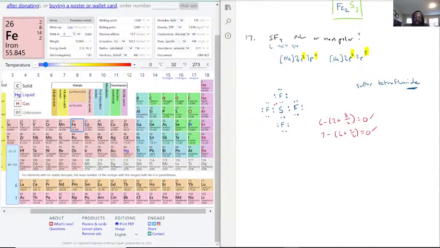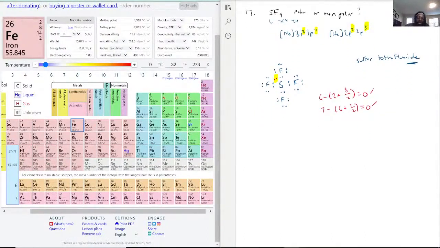Now to answer if it's polar or non-polar, this is your answer right there. Okay, not only does it have a lone pair on the sulfur, it's not counterbalanced by another lone pair. So if we were to actually draw it, it would look something like this.